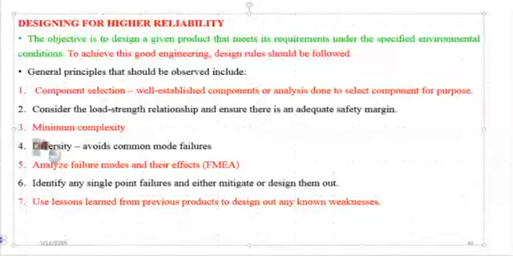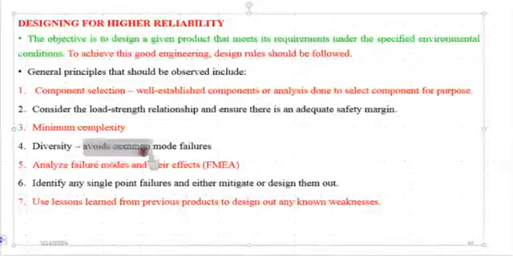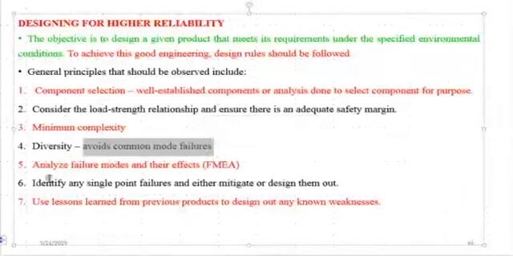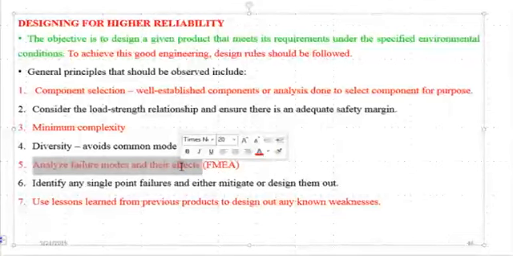Then you look at what they call diversity. The diversity simply means develop a technique of avoiding common mode failures. That is, the failures that are known to you, they are occurring from time to time. You try to introduce a design that will avoid them. And item number 5 in the process of designing for high reliability is to analyze your modes of failure on each component and their effects. Knowing them will allow you to design a way of avoiding them.